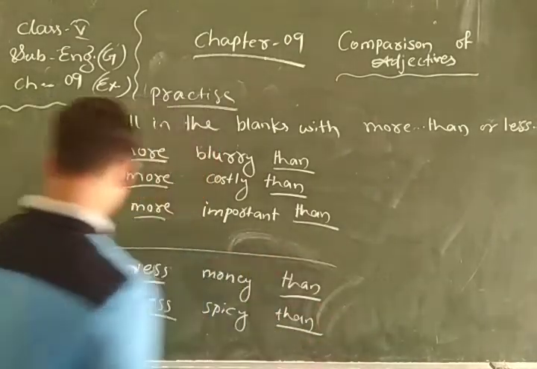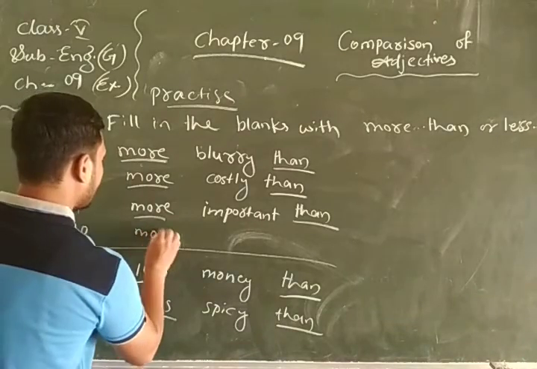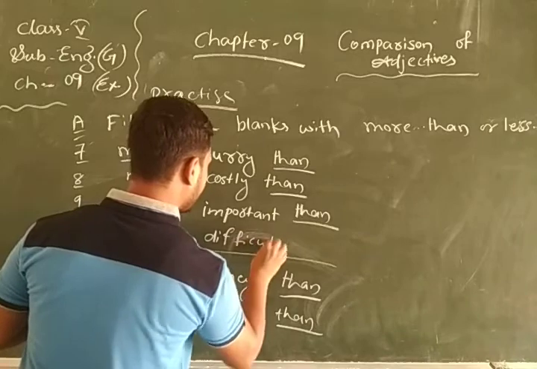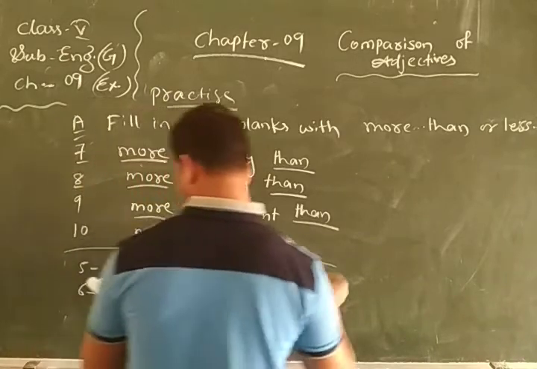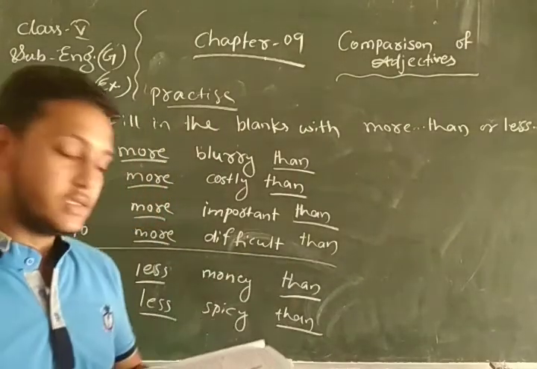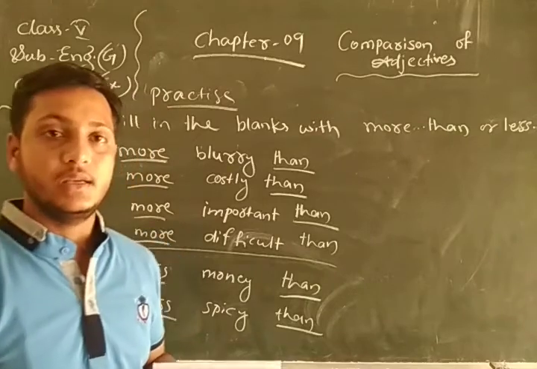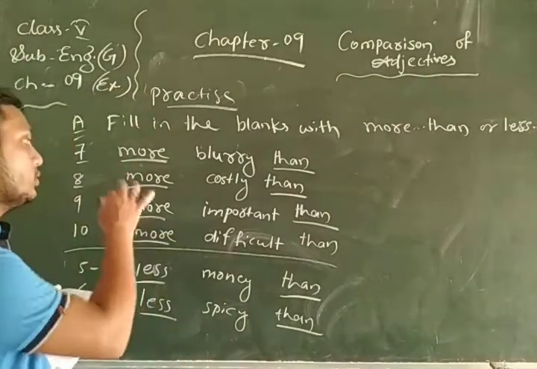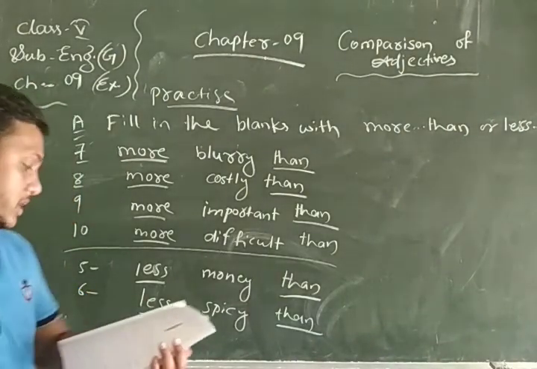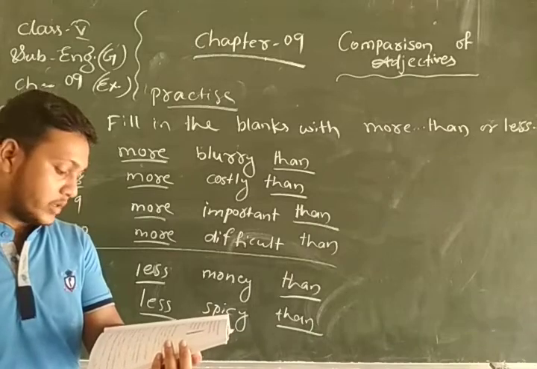Number 10, this exercise is more difficult than the previous one. Okay, so in this way you have to use more than or less than and fill up the blanks. Okay, note it down quickly. Then come to question number B. Fill in the blanks with as many as, few as, much as or as little as.